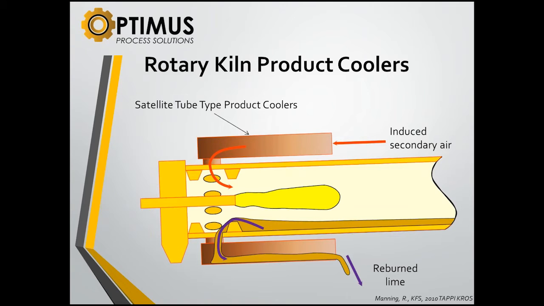Later on, product coolers were applied. The first coolers that were typically applied in lime recovery were satellite tube type coolers. What is happening here is that the hot material goes into the coolers. Secondary air is drawn by the ID fan up through the cooler ports and comes in as preheated air, thereby recuperating those BTUs into the process.